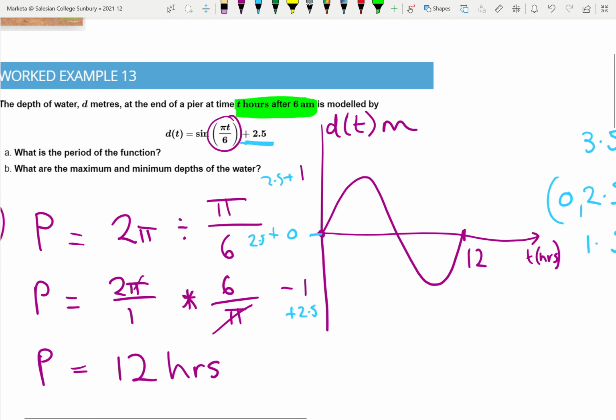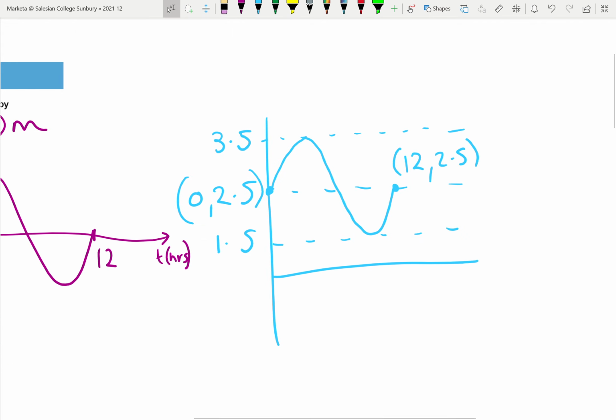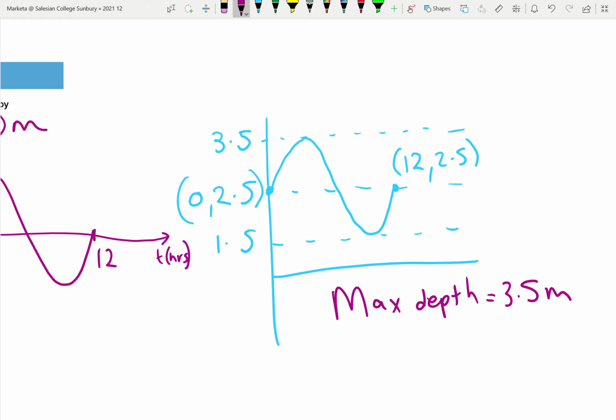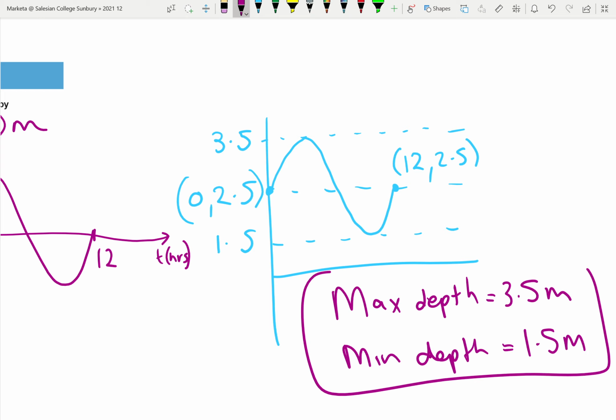And it's now asking us for the maximum and minimum depths. And by drawing it either on CAS or by hand, you can really clearly see what those maximum and minimum values are. I would certainly draw it in order to see those. So the maximum depth is 3.5 meters, and the minimum depth is 1.5 meters. So that's part B.